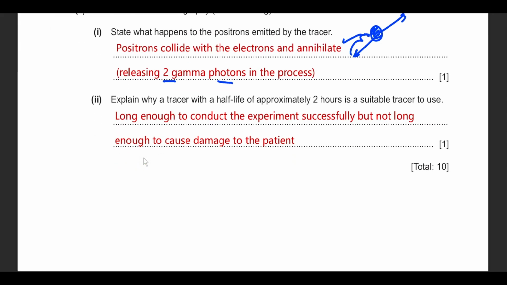Part 2, explain why the tracer has a half-life of approximately 2 hours. It's a decision between time versus exposure. It's long enough to conduct the experiment successfully and locate the tumor, but not too long to cause damage to the patient. So it's always a bet. It's always a race against time.